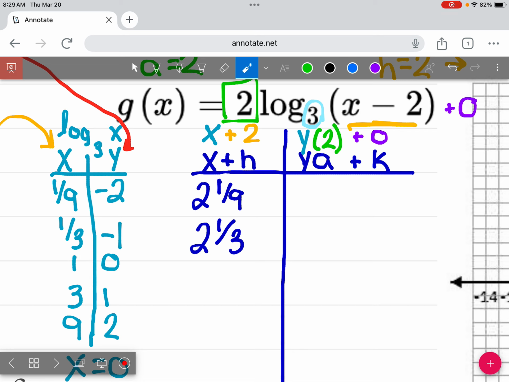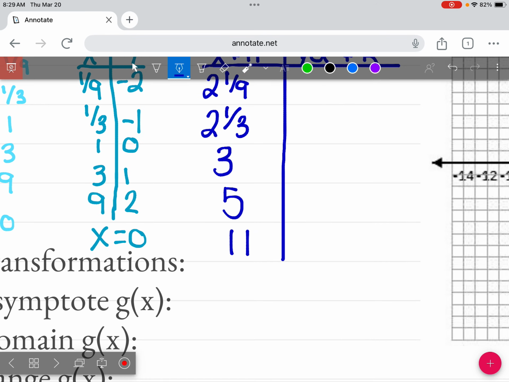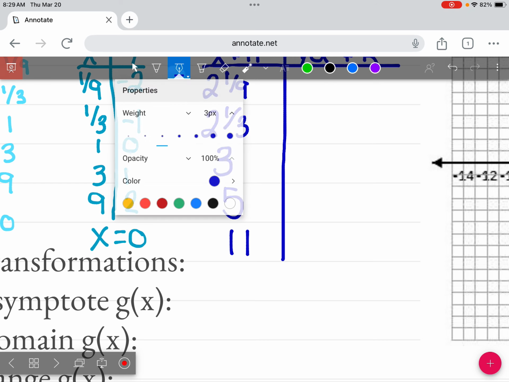We're going to take our 1 plus the 2 to get 3. 3 plus the 2 to get 5. And 9 plus the 2 to get 11. And then we can also go, hey, wait a second, I've got my asymptote right there. It's an x. We can also do our transformation there.